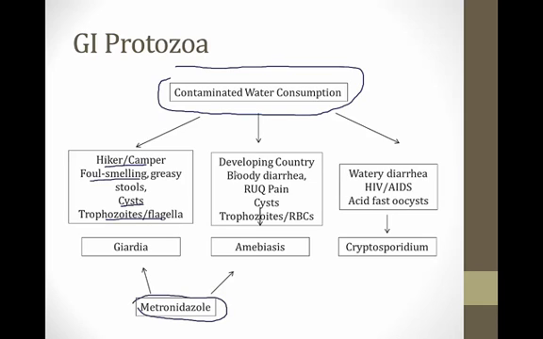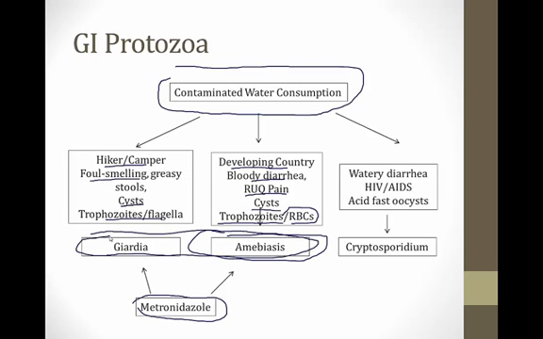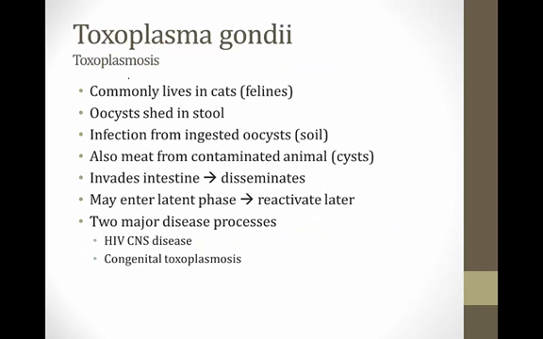If it's someone who's been to or lives in a developing country who has bloody diarrhea and right upper quadrant pain, also with cysts and trophozoites with those ingested red blood cells, that person has amoebiasis. And both Giardia and amoebiasis can be treated with metronidazole. Finally, if it's someone with watery diarrhea, especially someone with HIV and AIDS and the acid-fast oocyst, then that's a person who has Cryptosporidium.